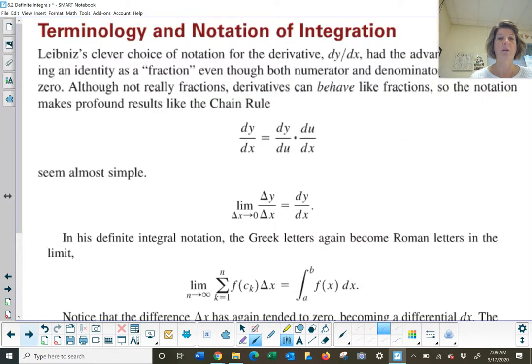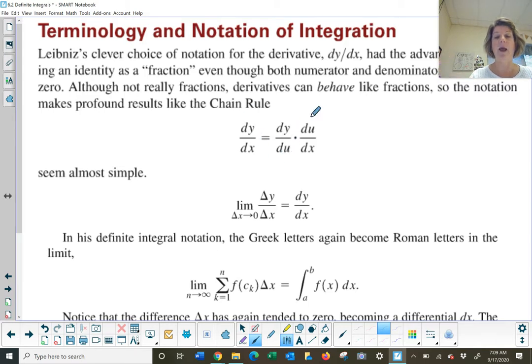So, terminology. Leibniz's clever choice of notation for the derivative dy/dx had the advantage of looking very much like a fraction, with both a numerator and a denominator. Although not really fractions, the derivatives can behave like fractions, so the notation makes profound use of the chain rule.